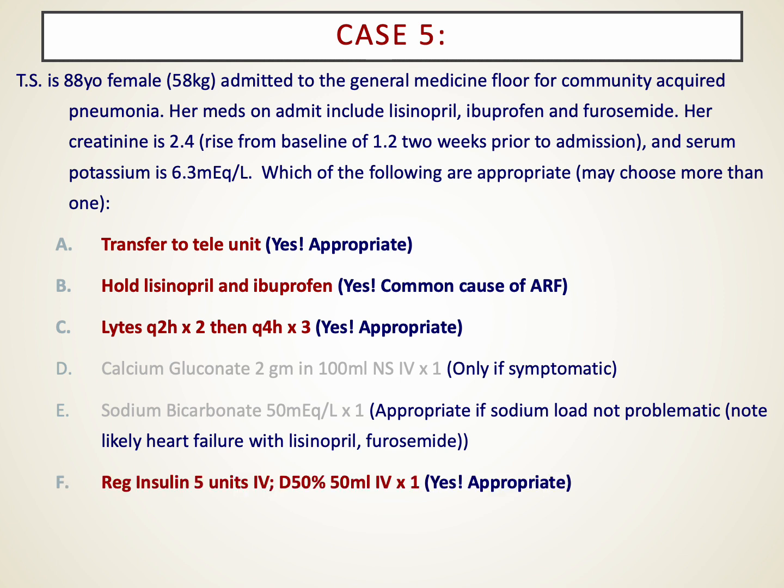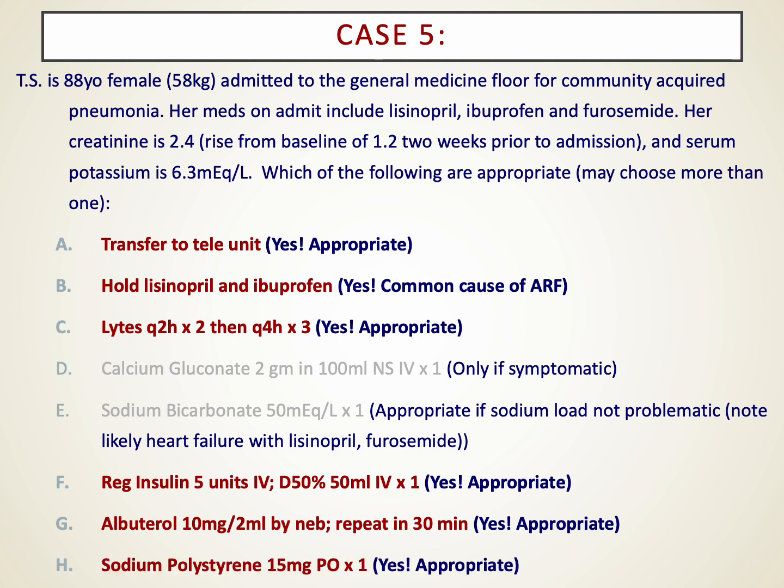Regular insulin with D50, yes, that's appropriate. Albuterol, yes, that's appropriate. Sodium polystyrene, oral, yes, that's appropriate. So keep in mind that it's not necessarily wrong to consider giving her calcium gluconate. If she were really symptomatic, bicarb might also make sense. But those two would probably be at the back of our list unless she were clearly symptomatic.